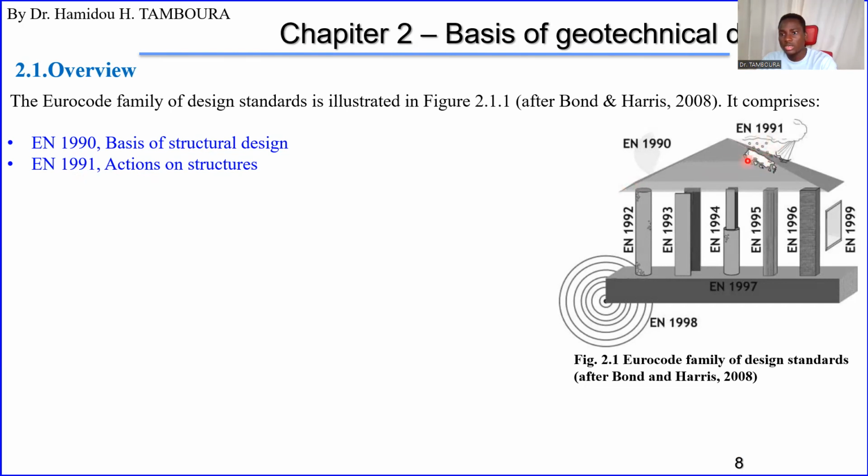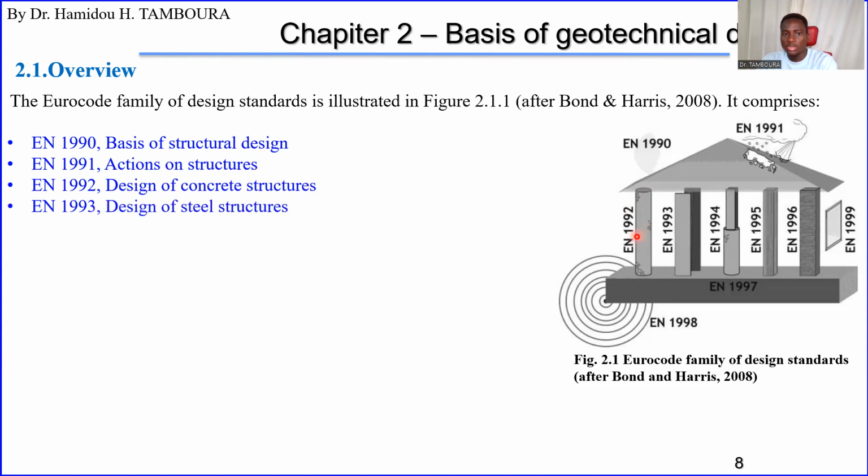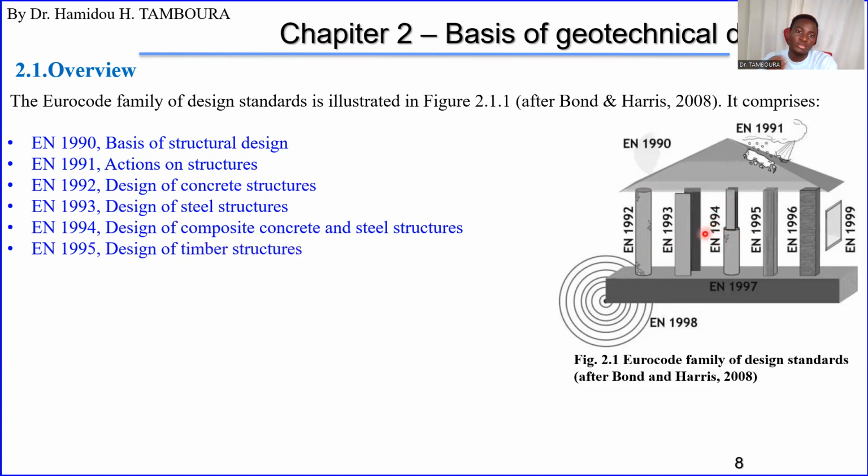You can see maybe this is like snow and rain, wind, like natural events. Anyway, actions, loads on the structure. And 1992 here is about design of concrete structures. 93, design of steel structures. 94, design of composite concrete and steel structures, so both concrete and steel. And design of timber is 95.